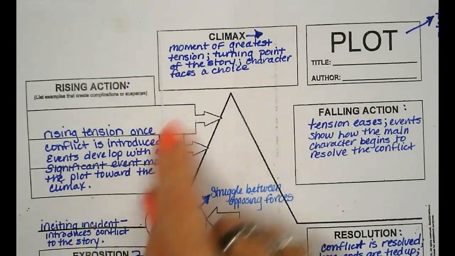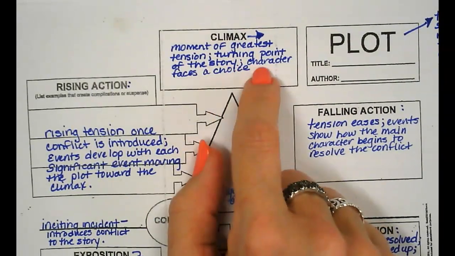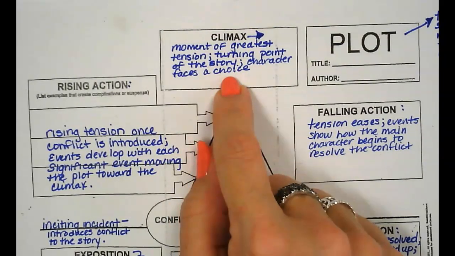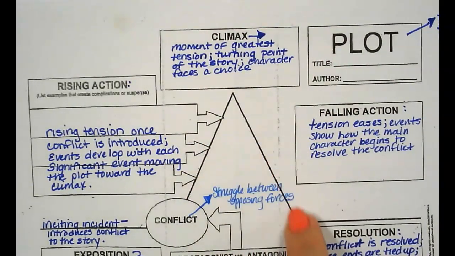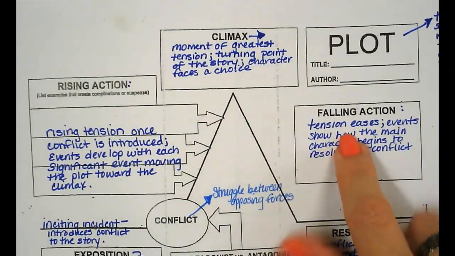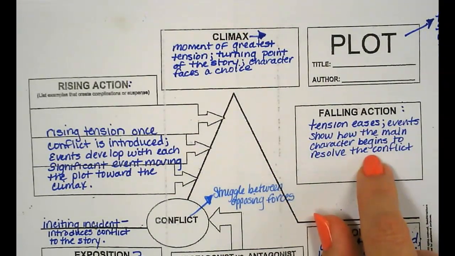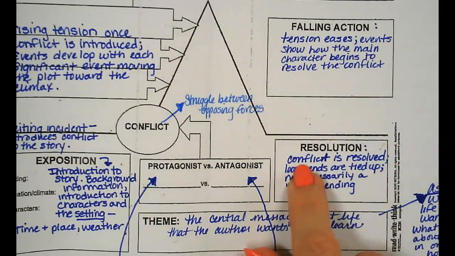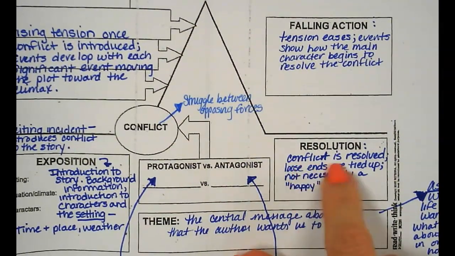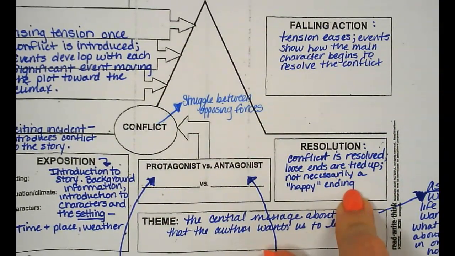The climax of our story is the moment of greatest tension. It's the turning point of the story where a character might face a choice that they have to make. Once that moment has passed, then we have the falling action. The falling action is when the tension eases. Events show how the main character begins to resolve the conflict. And then we have the resolution, in which the conflict is resolved, loose ends are tied up. It's not necessarily a happy ending, however. It is an ending to the story.